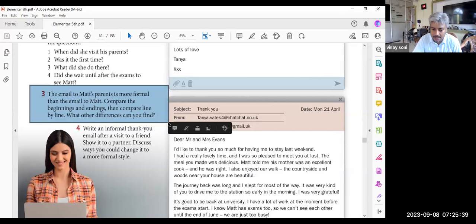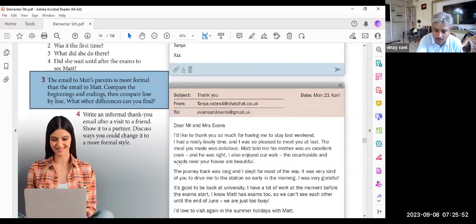So I would ask you guys to make that observation on your own. Sit and read line by line. Tomorrow, when I finish this text, I would like you to tell me what differences you noticed between the formal and informal. For example, the beginning is different. The ending is also different. The way she thanks is different. Okay.